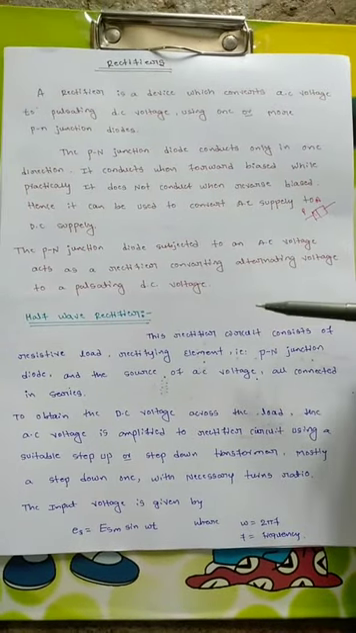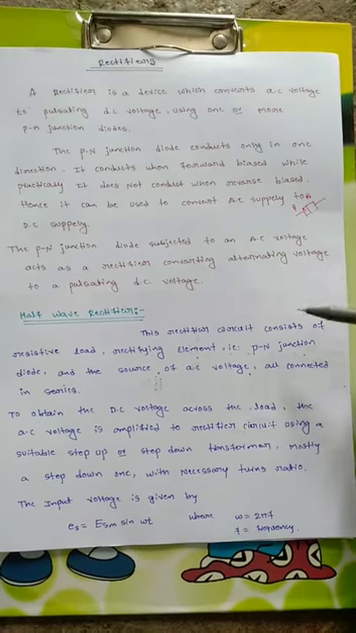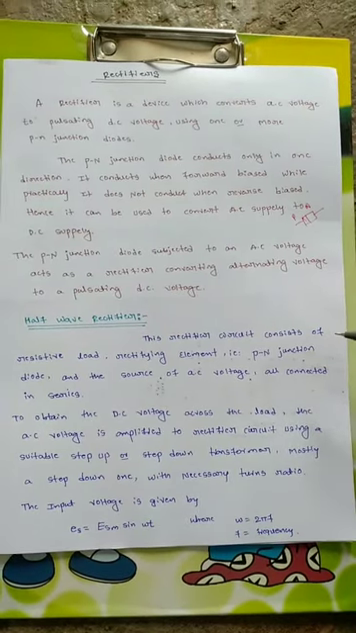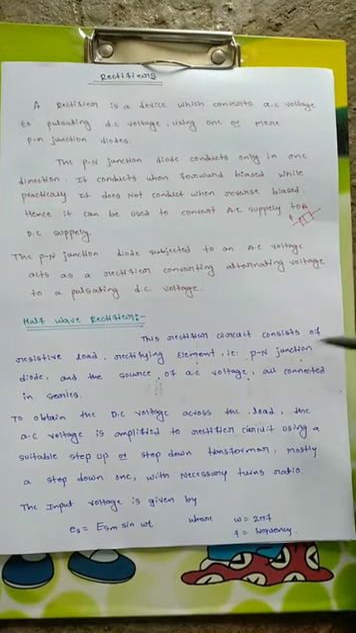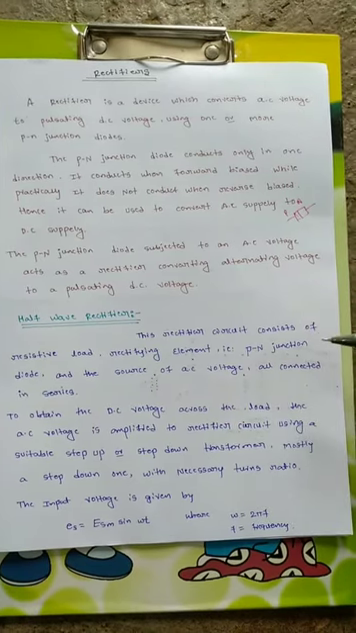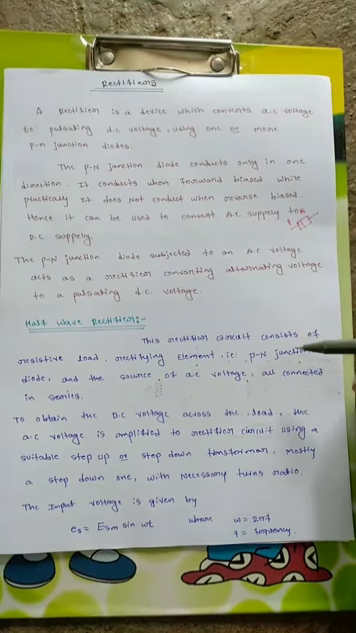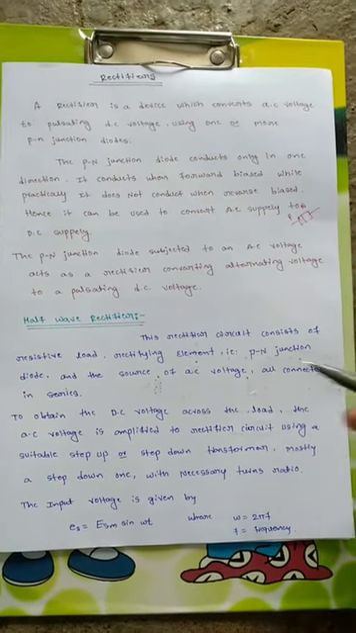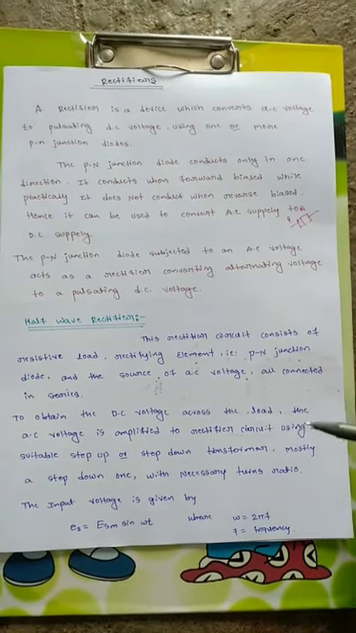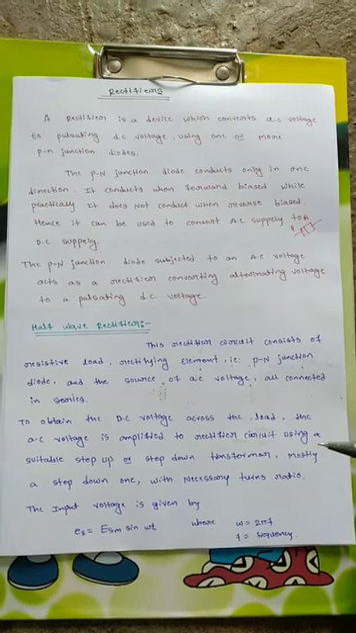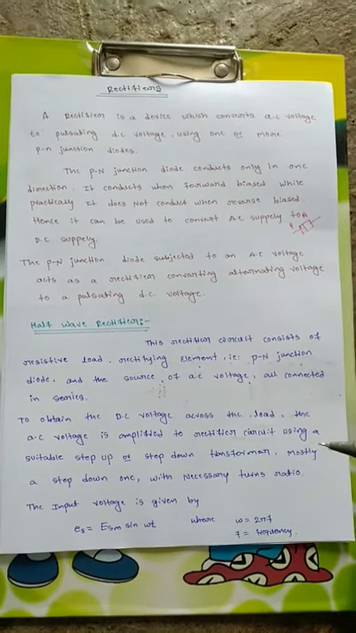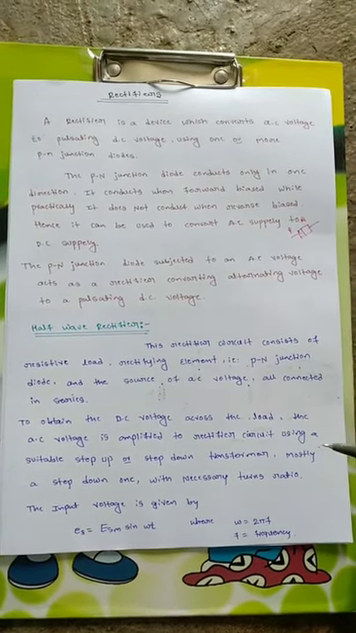Now coming to a half wave rectifier. This rectifier circuit consists of a resistive load, the rectifying element, that is a PN junction diode, and the source of AC voltage, all connected in series. To obtain the DC voltage across the load, the AC voltage is applied to the rectifier circuit using a suitable step up or step down transformer.